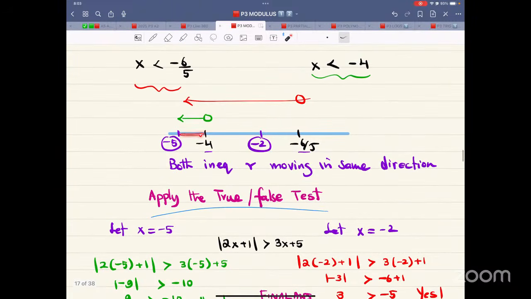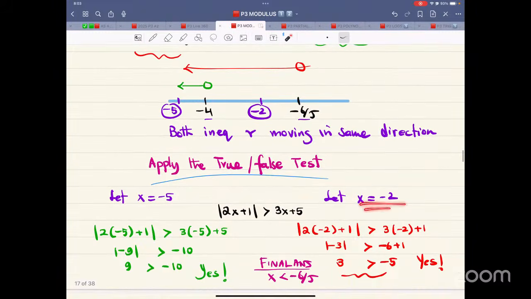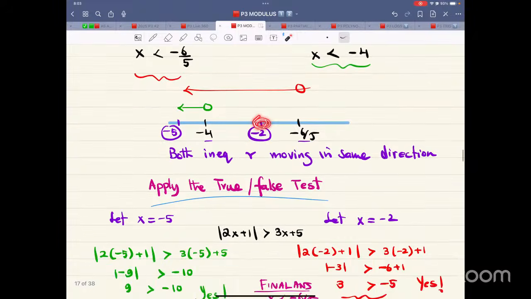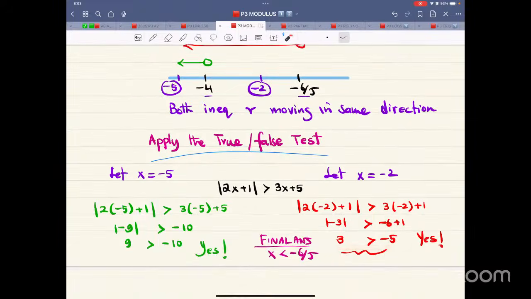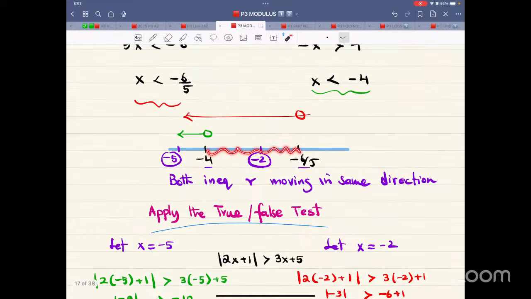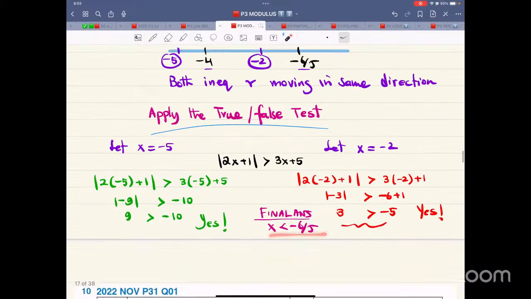Now, this particular value means this whole range, this green range. So yes, if this is true, then anything in this range will be true. If I plug in x is minus 2, a value in this region, it's also proving to be true. 3 is greater than minus 5. So not only is this region true, this region is also true. So basically this inequality, the red one, is the answer.